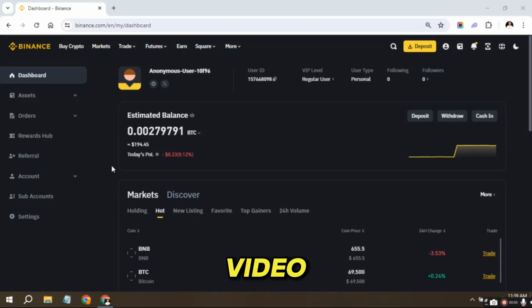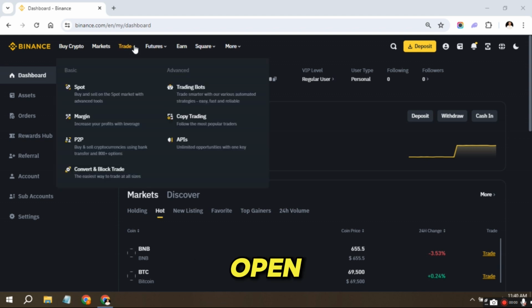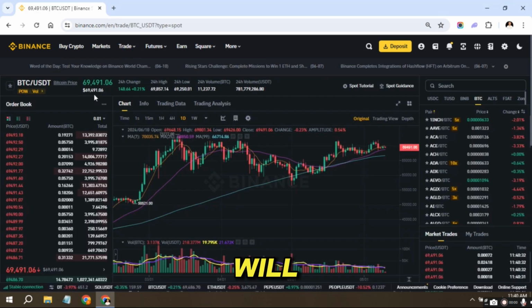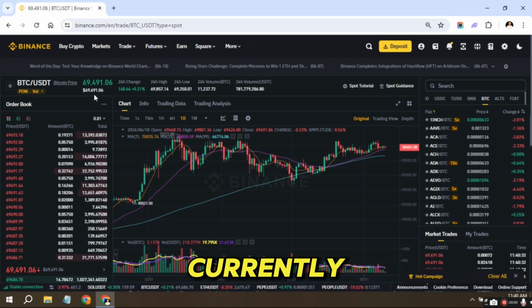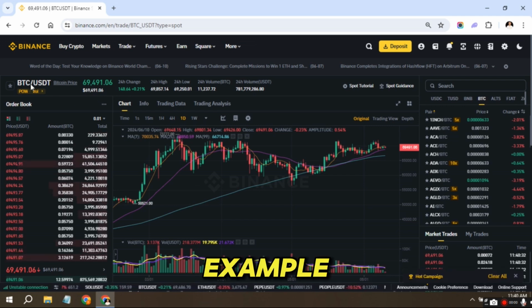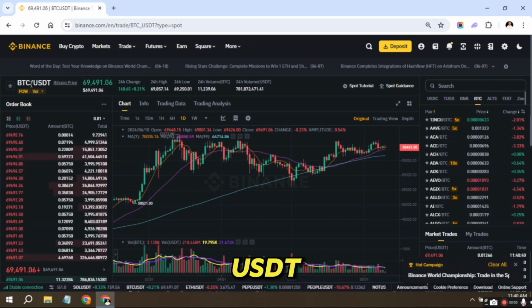In today's video, I'm going to show you how to trade on Binance for beginners. Let's get started. First, open the trade platform on your computer or your Binance mobile app and click on Spot. Here, you will see the cryptocurrency pair that is currently being traded. For example, Bitcoin and USDT.